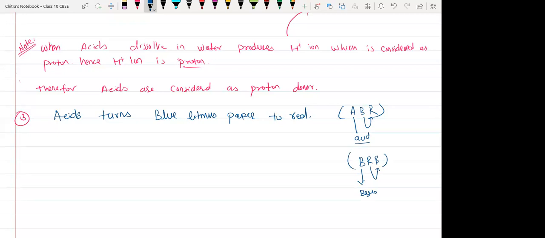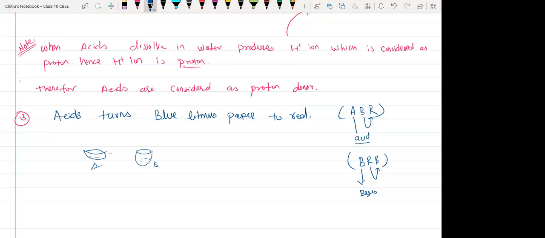So this is the identification test for whether the given substances are acid or not. We can dip the compound in aqueous solution. Suppose here we have two samples, A and B. They are the two samples, but we don't know which one is acid and which one is base.